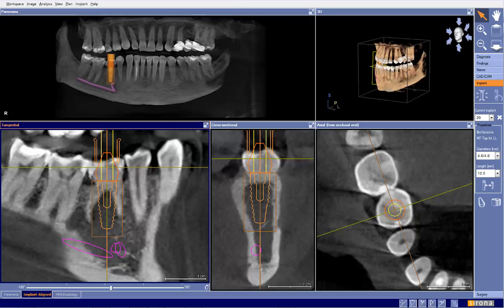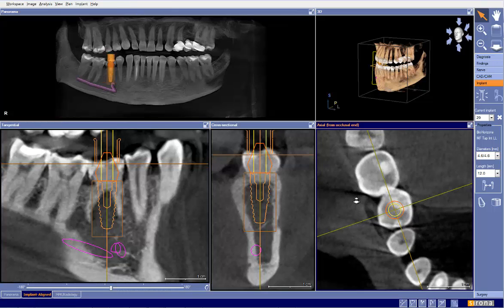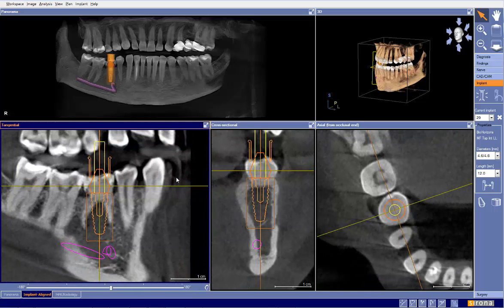This case has been submitted for evaluation for two things. One is the implant plan, and number two would be the nerve location. So I went ahead and duplicated the plan so I can make some changes. And quite honestly, the plan is pretty darn good.